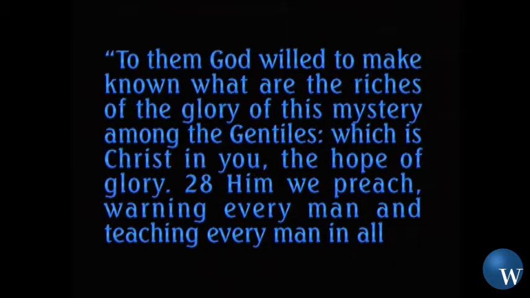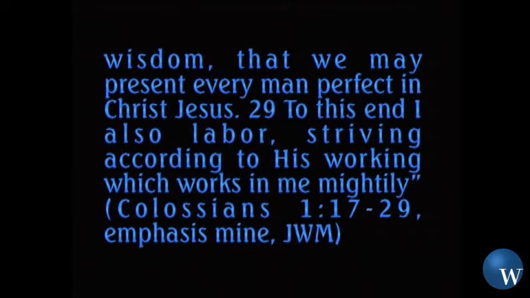Let's say we're studying from Colossians chapter 1. Take a look at it on the screen now. Colossians 1, 17 through 29. And we're reading this where Paul's writing to that church, whom had evidently, as Paul wrote from prison, instructing them in some things and telling them about what he was concerned about and the greatness of Jesus. He says this, "To them God willed to make known what are the riches," talking about the Gentiles, "of the glory of this mystery among the Gentiles, which is Christ in you, the hope of glory. Him we preach, warning every man and teaching every man in all wisdom, that we may present every man perfect in Christ Jesus." Now, notice verse 29. "To this end I also labor, striving according to His working, which works in me mightily."